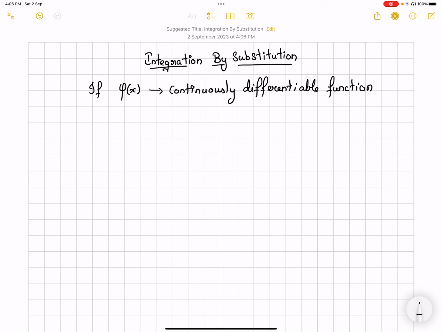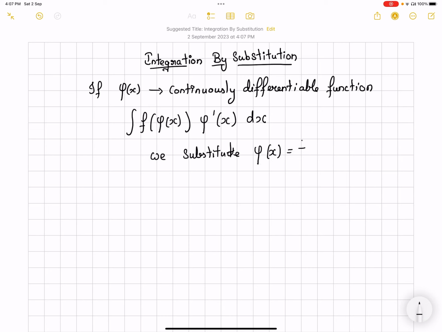So in that case, if I have the integral of f of phi of x, followed by phi dash of x dx, then the substitution happens: we substitute for phi of x. So I'm going to consider phi of x is equal to t. In that case, what happens? Phi dash of x dx is going to be equal to dt.